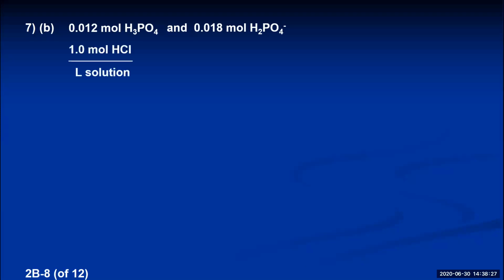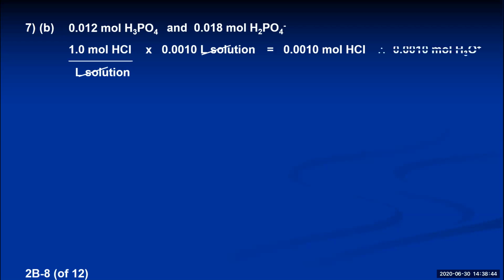It was 1.0 molar. There was 1 milliliter of it. If I multiply moles per liter by liters, I'm going to calculate how many moles of hydrochloric acid are being added to the buffer. And hydrochloric acid completely ionizes, so we're going to get 0.0010 moles of hydronium ions. So now our solution contains a strong acid.